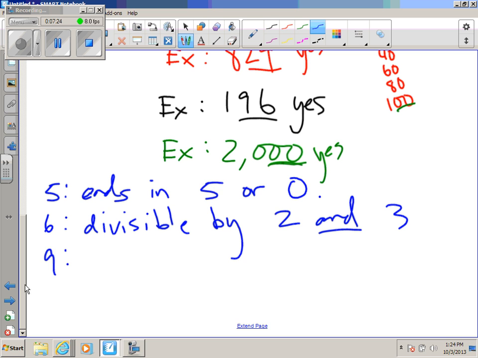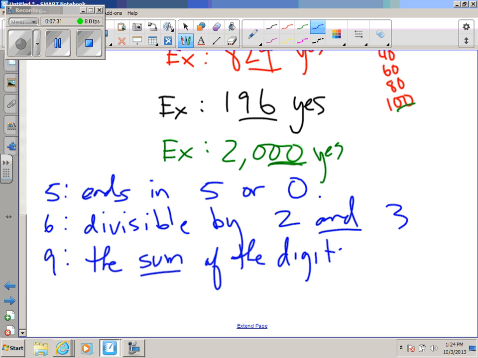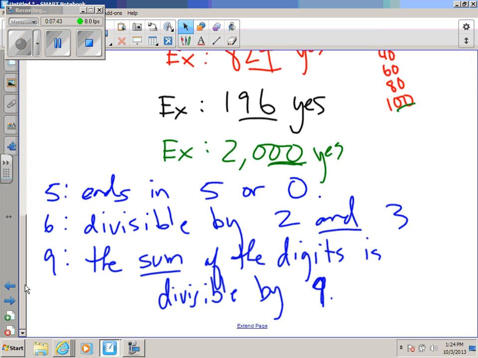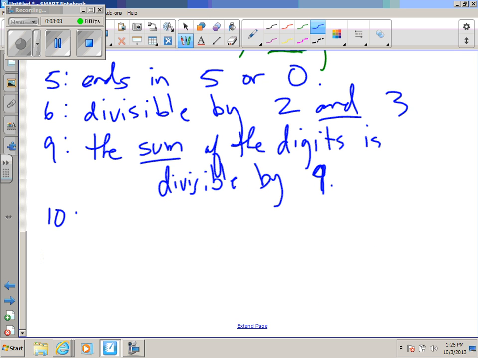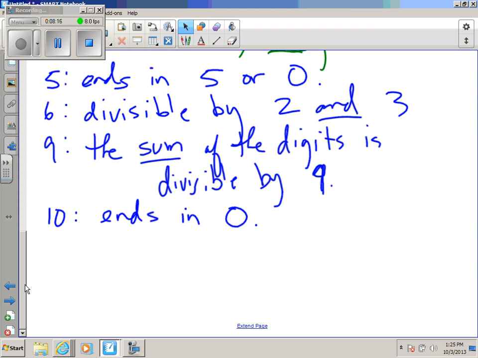Nine is very similar to 3. The sum of the digits is divisible by 9. And 10 ends in 0. Ends in 0.